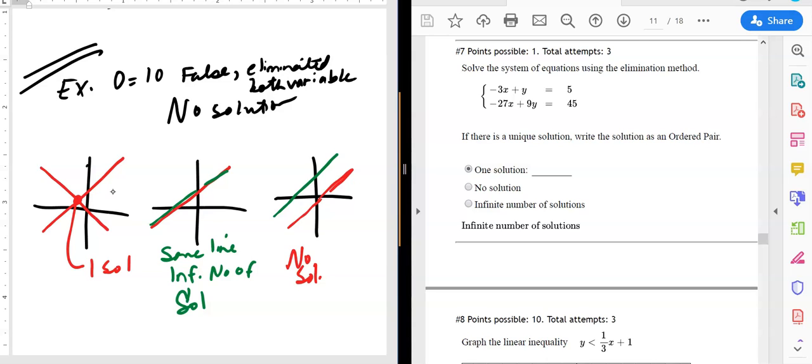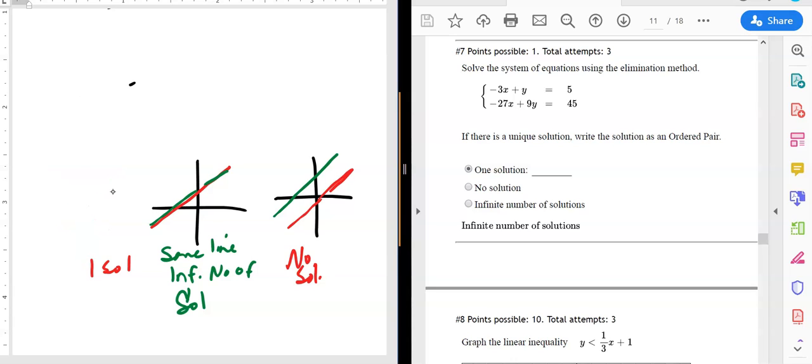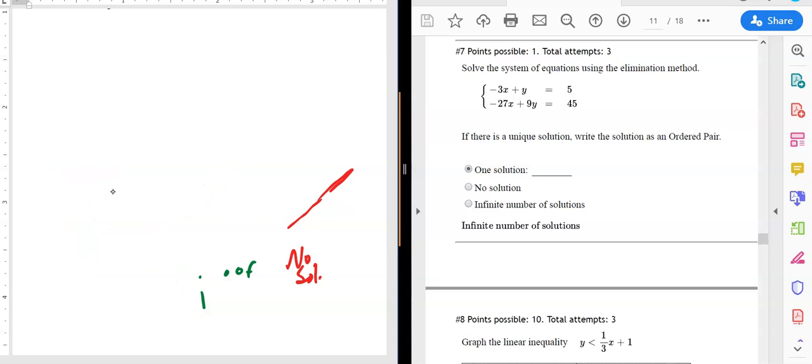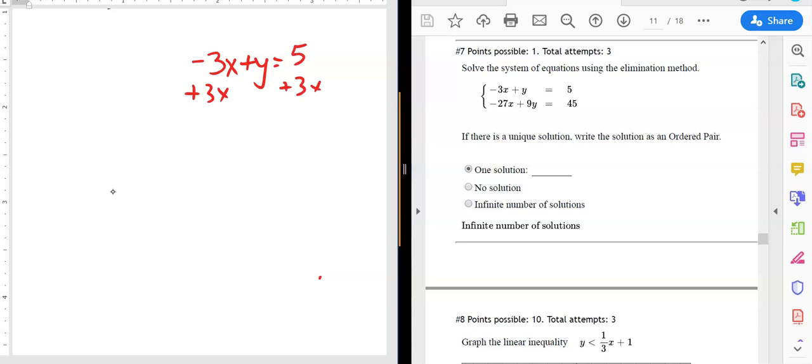Now, you can use your calculator for this one, but when you enter it in the calculator, you have to realize that you're solving for y. So for example, for this one, if you entered in the calculator, it would have to be, I'm going to add 3x, y is equal to 5 plus 3x. I can enter that in the calculator as my first equation. And then my second one, I'd also have to solve for y.